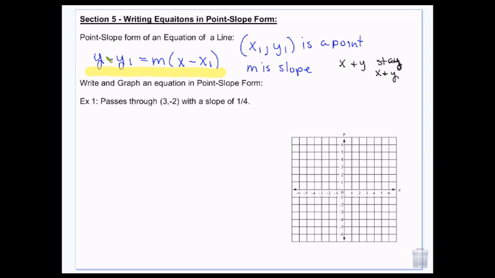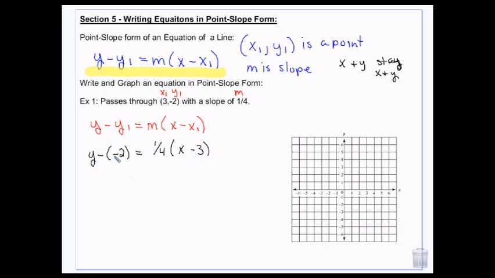m is the slope, and then the plain y and the plain x just stay as a y and an x. Here's the formula. This is x1, y1, and this is m. So we plug those in. y1 is -2, m is 1/4, and x1 is 3.